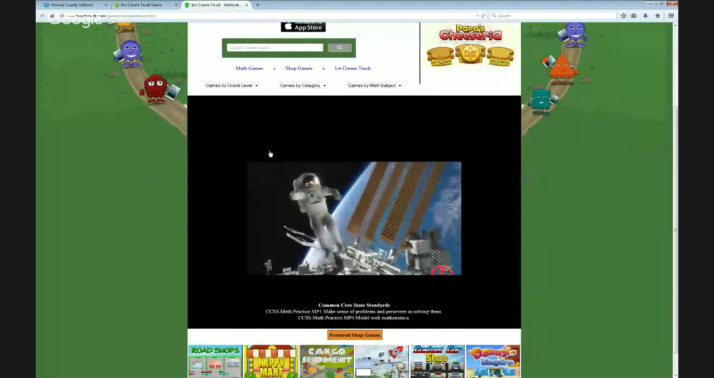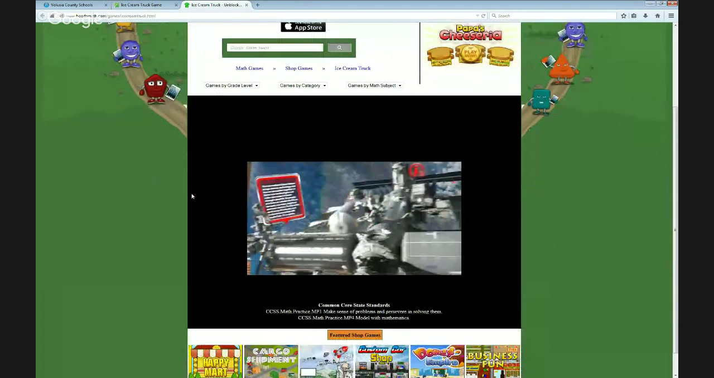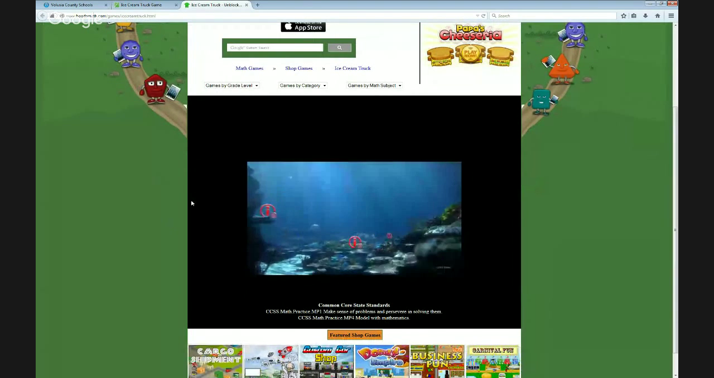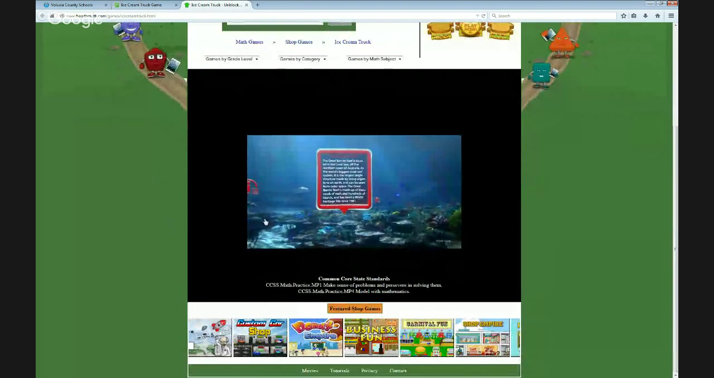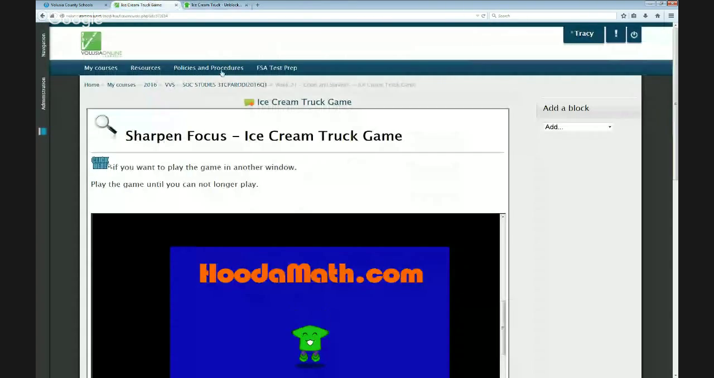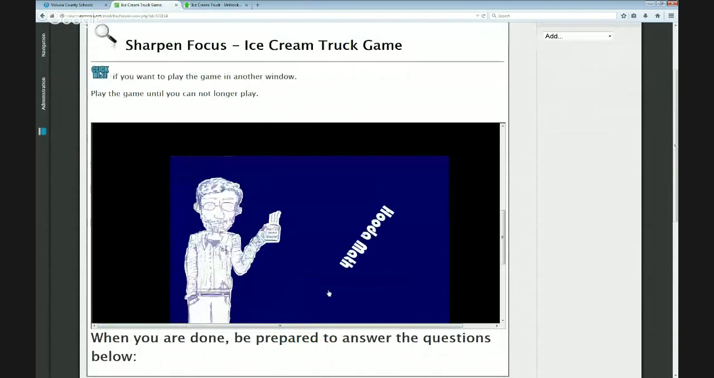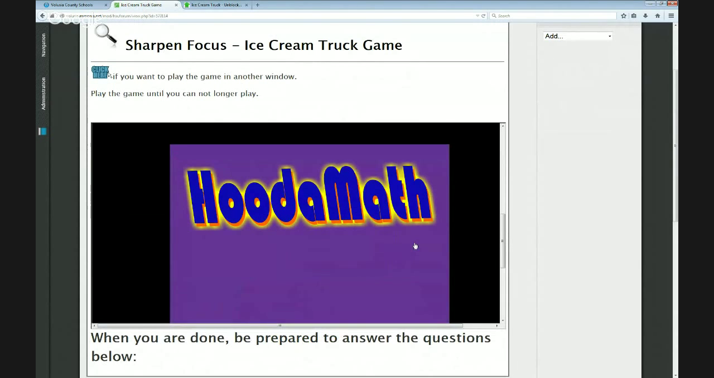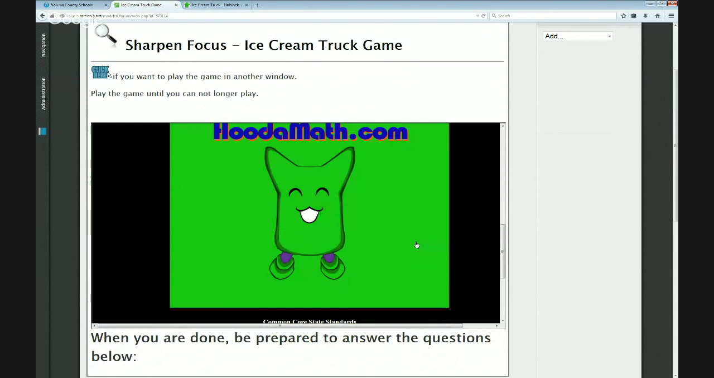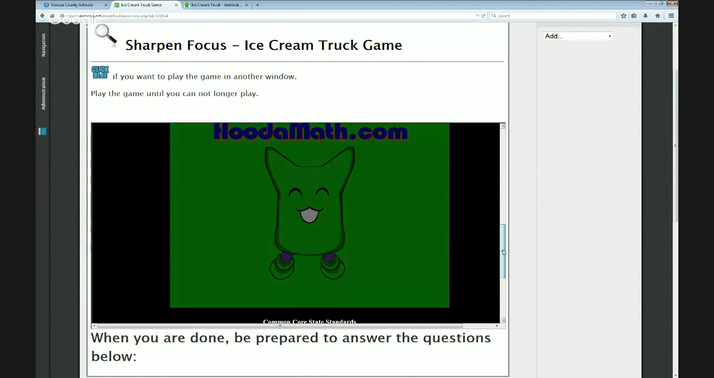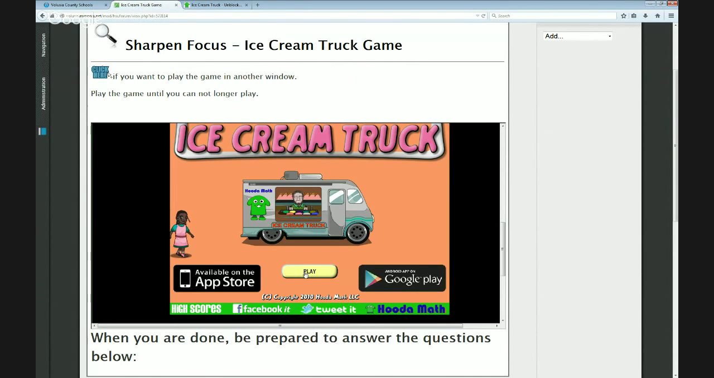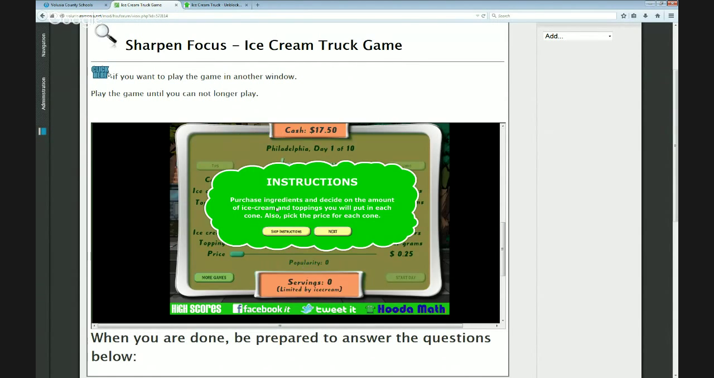Once it loads, see, it has ads. Sad. But it's a really good game, so I'm just trying not to complain about it. Once it loads, you are going to run an ice cream truck, basically. You have to keep it in stock with all its supplies. Press play. All right, purchase ingredients. You can watch these. I'm going to actually do it myself and show you.